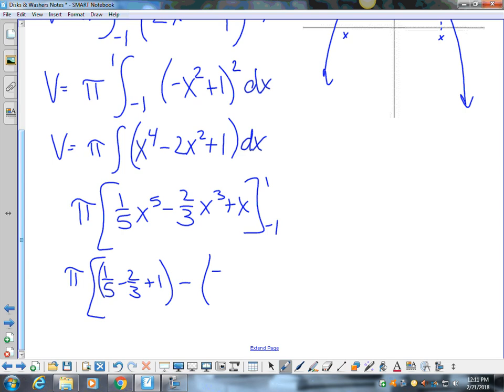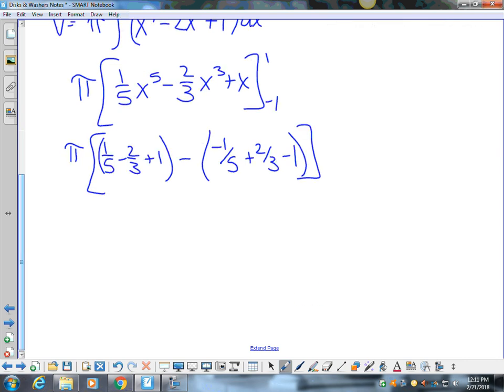Plugging in a negative 1. Let's see, common denominators of 15. That's going to give me negative 7, positive 8.